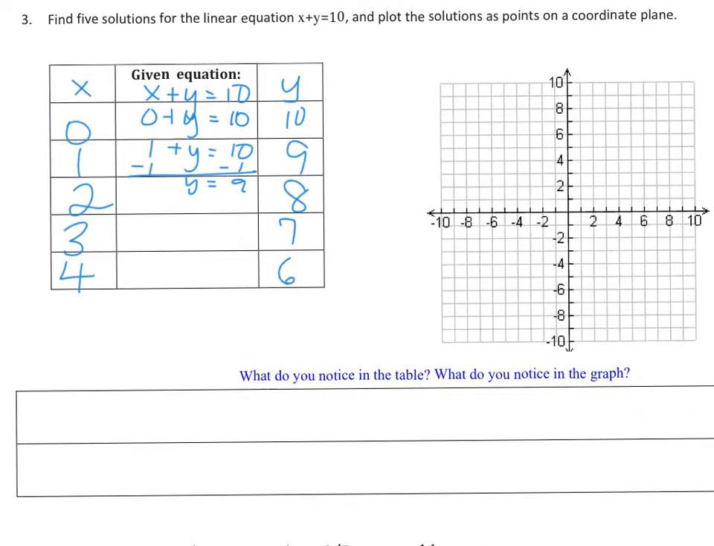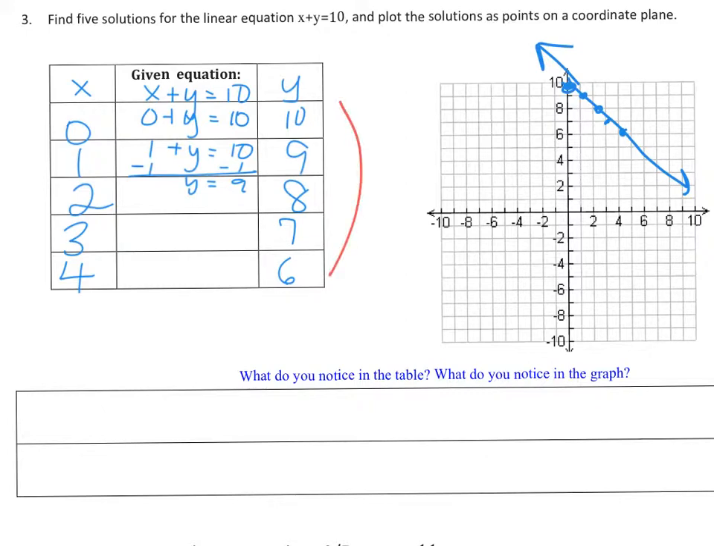0 is 10. 1 is 9. 2 is 8. 3 is 7. And 4 is 6. What's the rate of change?